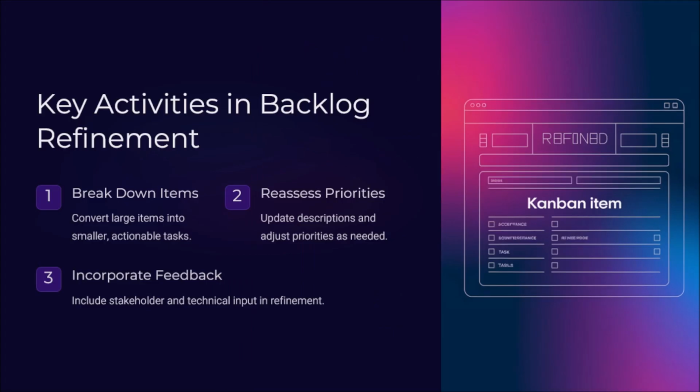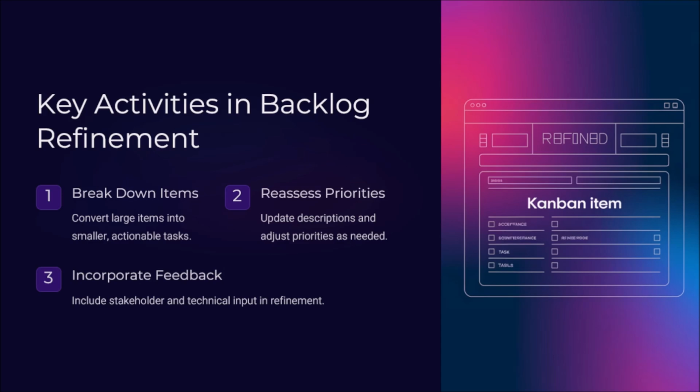One of the key activities that we talked about is the backlog refinement session. The backlog refinement involves breaking down the complex items into smaller and manageable tasks, reprioritizing based on new insights, and sometimes also updating the descriptions to enhance the clarity of each of these items. This process includes feedback from the stakeholders and inputs from the technical experts to ensure that the backlog items are actionable and aligned with the project goals.